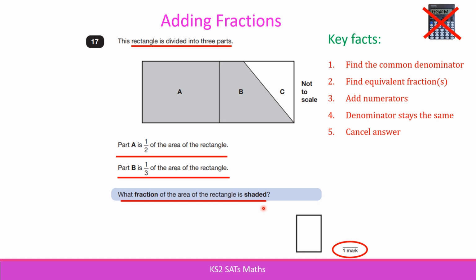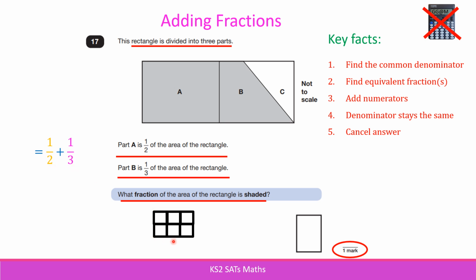Fantastic work, well done. To start with, you should realise we're adding together 1/2 and 1/3. Step 1 says find the common denominator. So we've got to find a number that is in the 2 times table and in the 3 times table. Starting with the biggest one, 3, 6, 9, 12. For 2, we go 2, 4, 6, 8, 10. The number that is the same in both is 6. So 6 is my lowest common denominator, or lowest common multiple, so my denominator will be 6.